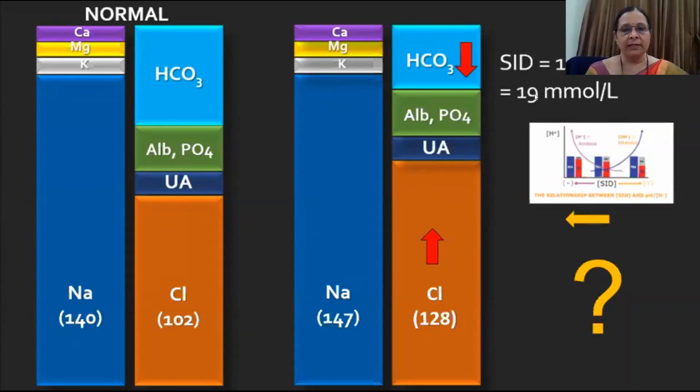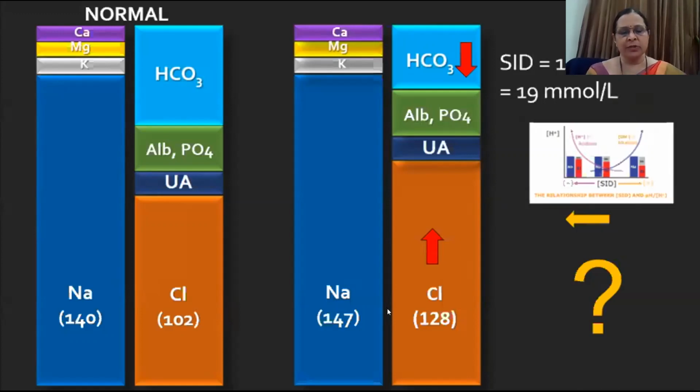Let's calculate the SID here. Sodium minus chloride: sodium is 147, chloride is 128, the SID is 19 millimoles per liter. We said normal is 38 millimoles per liter, but SID in this case has gone down to 19, so that is acidosis. This acidosis has happened because chloride has gone up, so we say hyperchloremic acidosis.